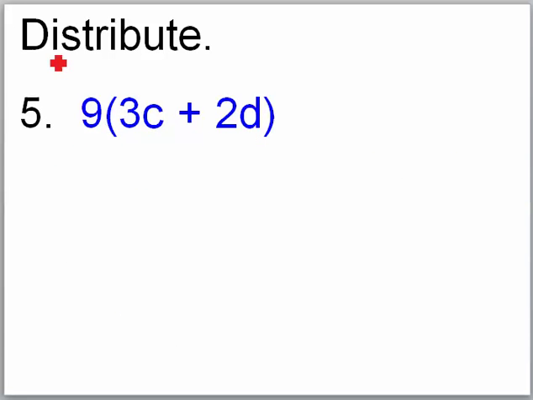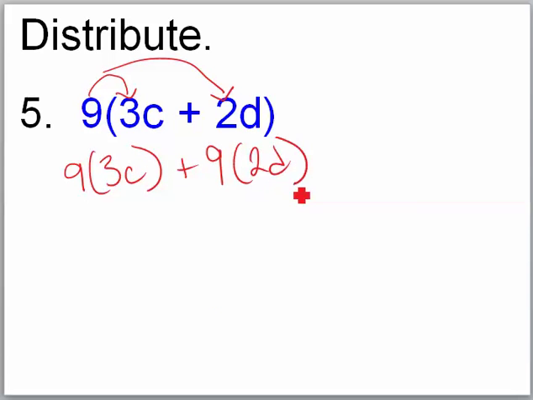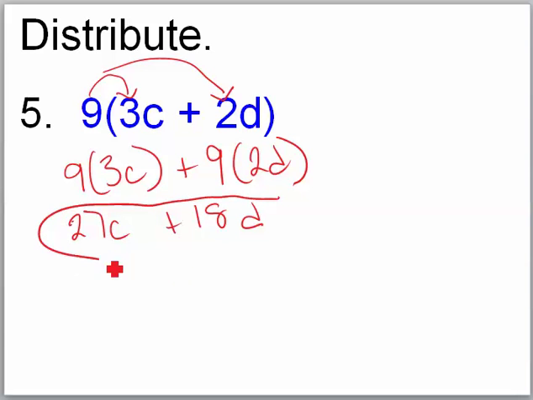Alright, now here, same concept. I'm going to distribute. So I do 9 times 3c plus 9 times 2d. Now here you have to combine the like terms, which is my coefficients. So 9 times 3 is 27c plus 9 times 2 is 18d. And I'm done. Now this one we can't check because I don't have values for c or d. So we just have to go with this. So if they're beside each other, I multiply the coefficients, or the constants.